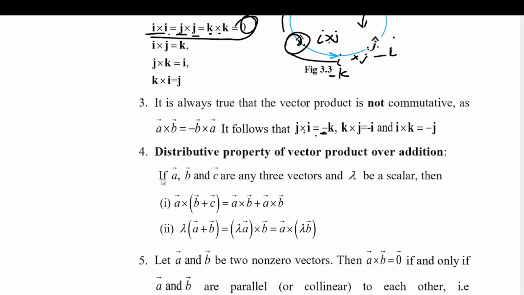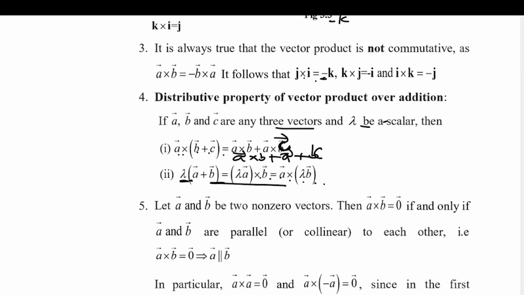We are seeing also here that if A, B, and C are any three vectors and there is a scalar lambda, then A cross (B plus C) is the same as A cross B plus A cross C. Sorry, so here will be C. And if there is a scalar here, then the scalar times A cross B is the same as A cross the scalar times B. So this is the distributive property of vector products over addition.